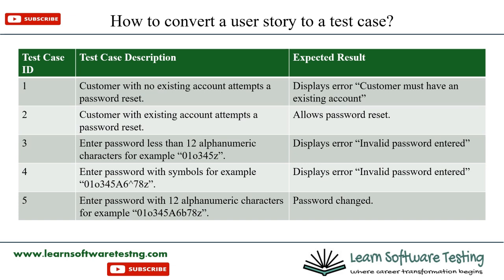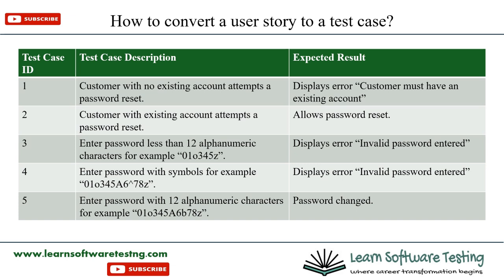So to cover these scenarios in this instance, the first test case, as you can see, will check, with the test case description, if a customer has no existing account and attempts a password reset. In that instance, what would happen? Obviously we'd expect it to display an error that says the customer must have an existing account. Don't forget the acceptance criteria says the customer must have an existing account. So I want to check that scenario in our test.